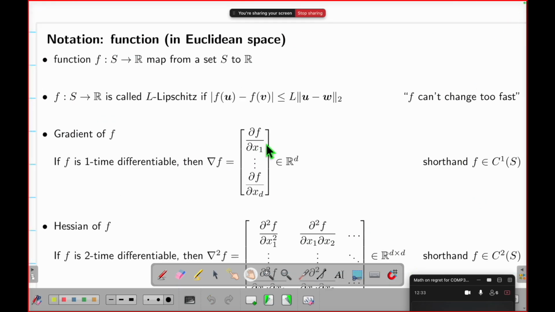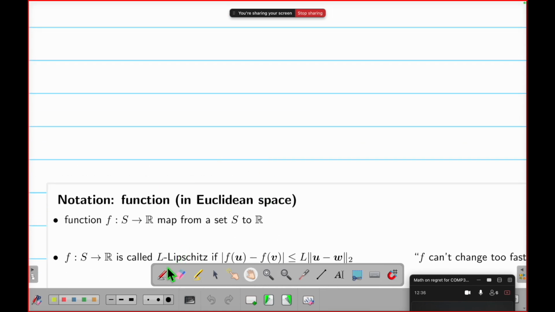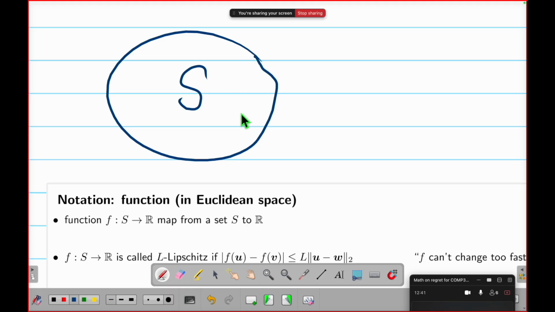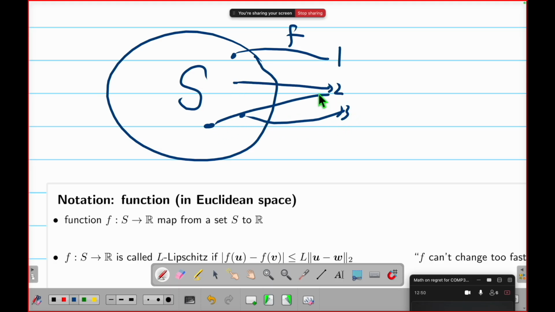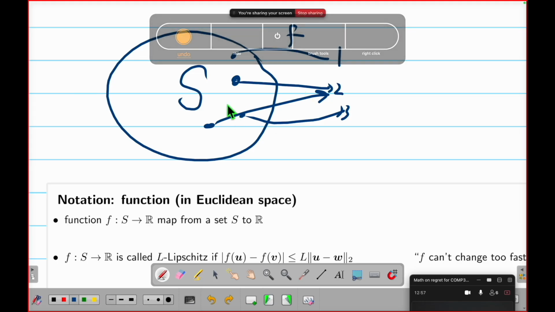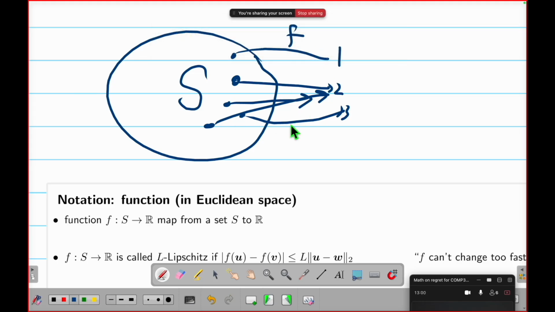Now we are going to talk about functions. What is an abstract function? I have a set S, a space, and every point here under a function f will give you a number. Let's say this is 1, this is 2, and this is 3. It's possible that several points map to the same number. The only rule of a function is that you cannot have a point go to two values. But it does not matter if multiple points go to the same value. So this is a function.